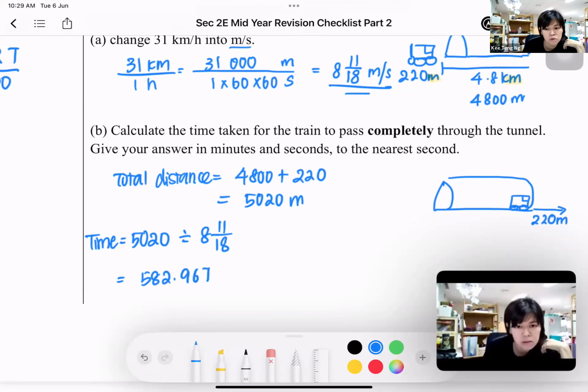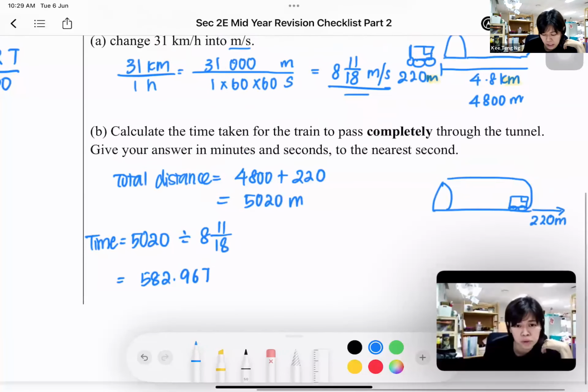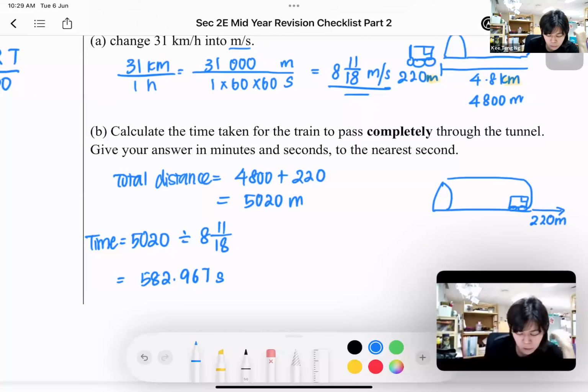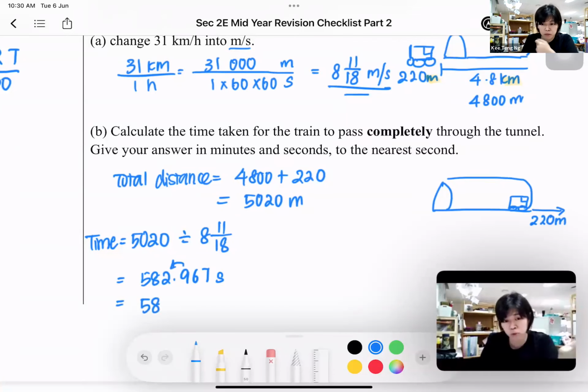582.967. How do I change this? This is in seconds, right? So if I round this off to the nearest second, will I round up or round down? If I round down, can I complete the distance? No, right? So I need to round it up. But anyway, this is 0.9, so it's quite obvious that you need to round up. But during the exam, sometimes the number can give you 0.1, 0.2. But you must realize that if I round down, I may not be able to complete that distance. So I'll use 583 seconds.